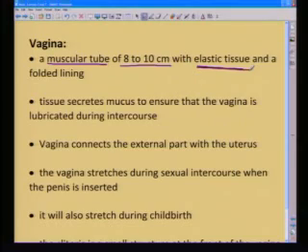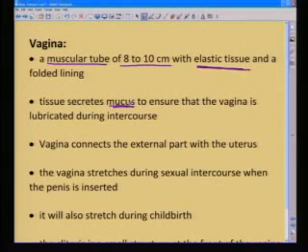The tissue secretes mucus, so that everything is nicely lubricated to ensure that there is lubrication during intercourse, copulation, sexual reproduction. The vagina connects the external part to the uterus. Remember, there's a cervix in between. So you have the vagina, you have the cervix, and then the uterus.